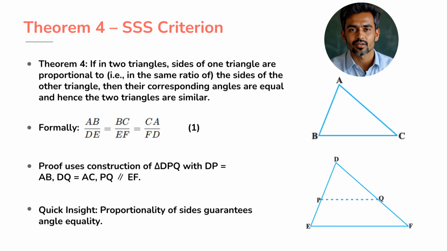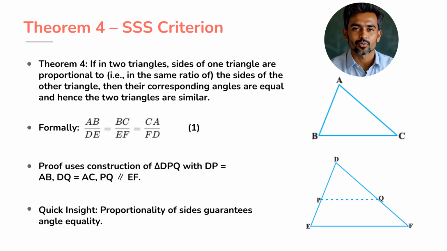In other words, you could think of it like this: the ratio of AB to DE is equal to the ratio of BC to EF, which is equal to the ratio of CA to FD. This can be written as the ratio of side AB to side DE equals the ratio of side BC to side EF, which equals the ratio of side CA to side FD.